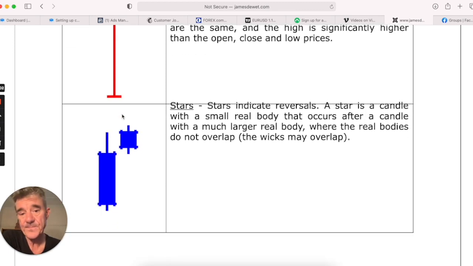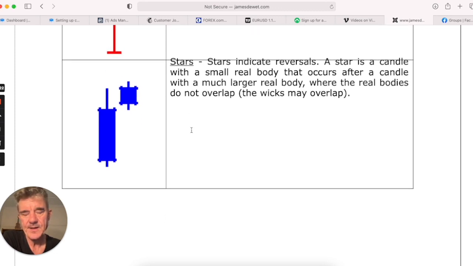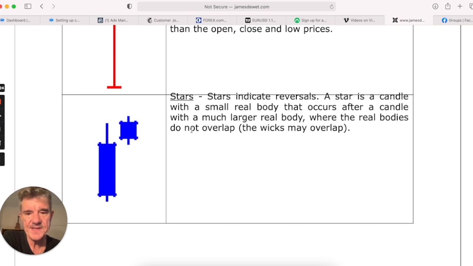It's a candle with a small real body. Okay, that's another word for the candle body, the real body. That occurs after a candle with a much larger real body, where the real bodies do not overlap. The wicks may overlap. Okay, so another reversal pattern, similar to what we've seen on previous patterns that we've had a look at during this session.